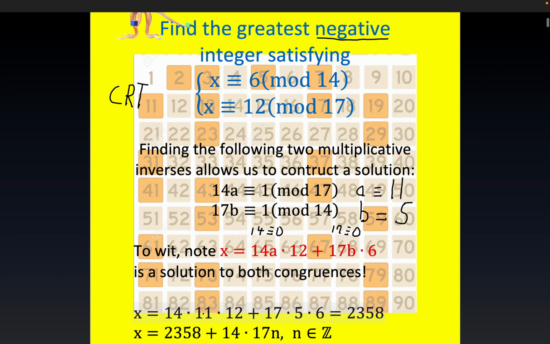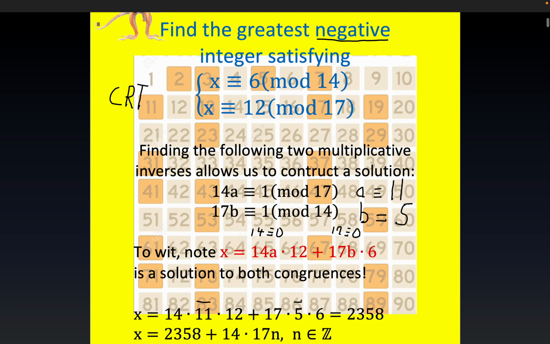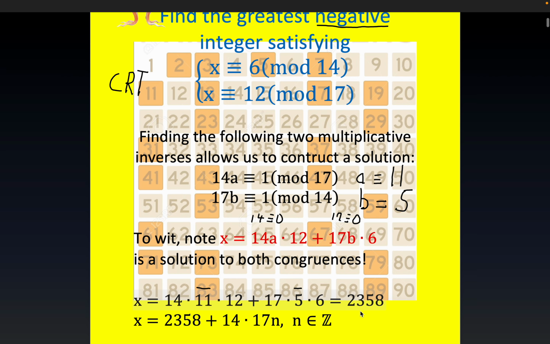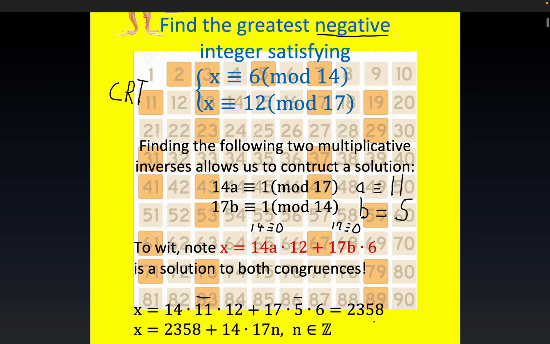Here's the 11 that we got right here. You see the 11 right here is the 11 we got up there, and then the 5 that you see here is the 5 that goes right there. All right, now when you multiply that, you get x is equal to 2358. And you can check that if you want to, but that is a solution to the original equation.